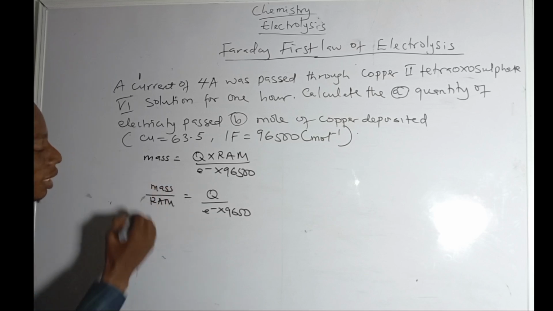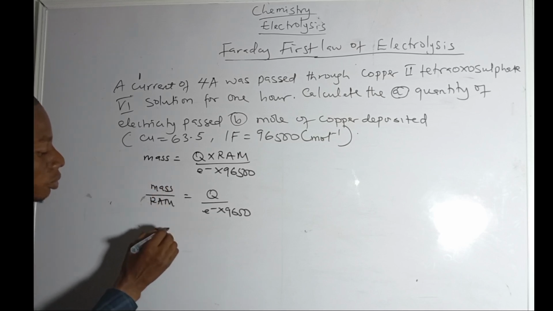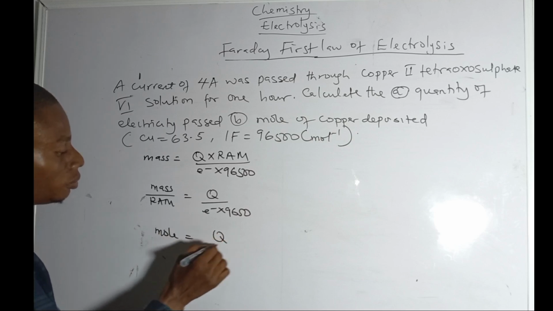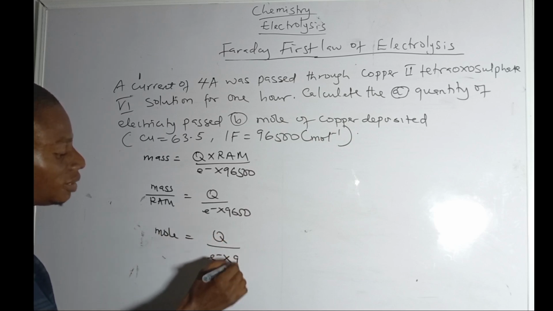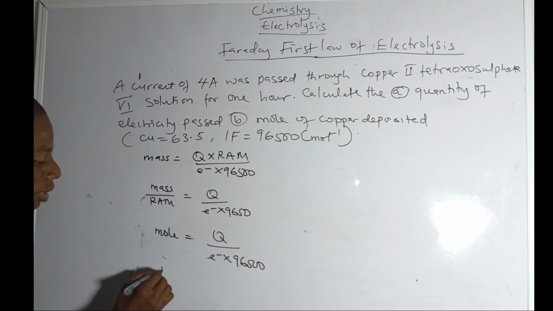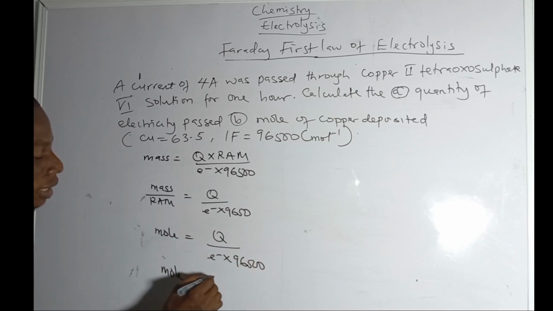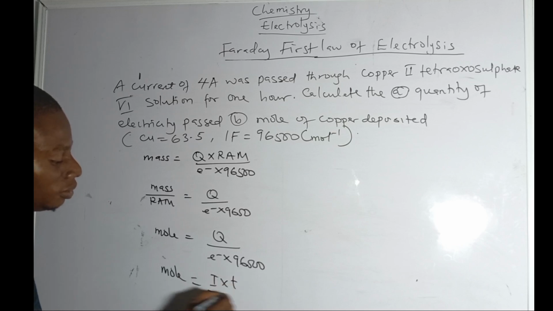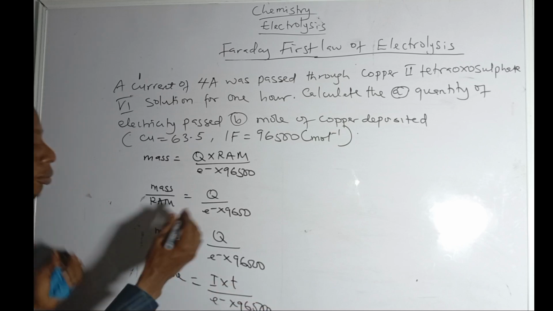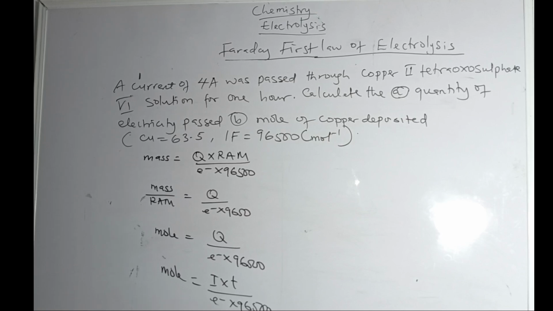And so mass over RAM is what is mole. So mole is equal to Q over E minus times 96500. And what is Q? So you can say mole now is equal to I multiplied by T over E minus times 96500. So this formula now, it's very important.